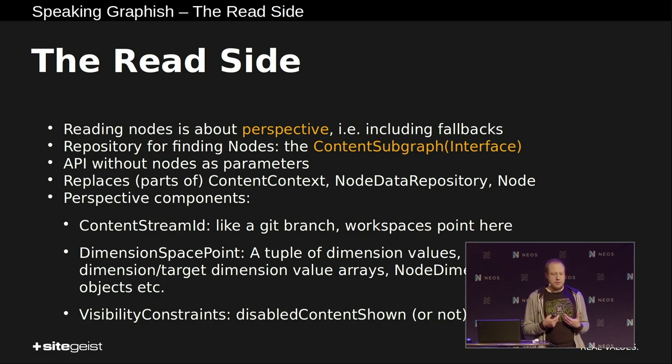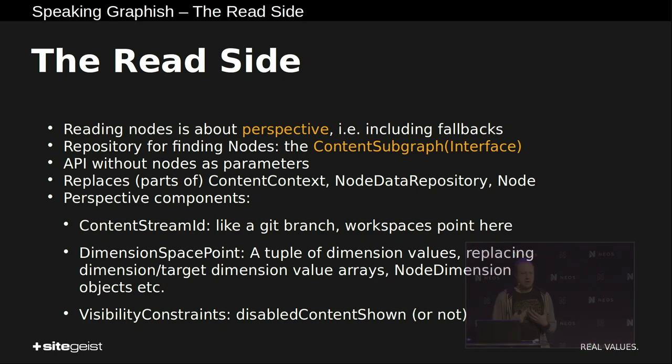And reading nodes is always about perspective, because we want to have these fallback mechanisms in place. You have this language selector in your UI or in the front end, wherever you put it. And you want to have this fallback mechanism. Then what we also want to provide is a repository for nodes, right?